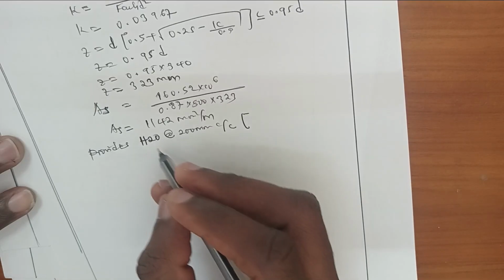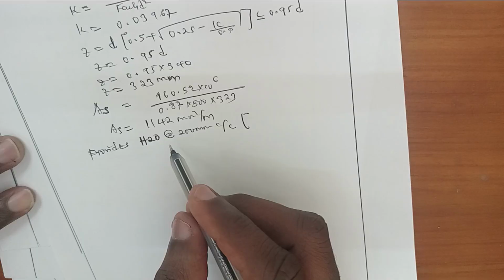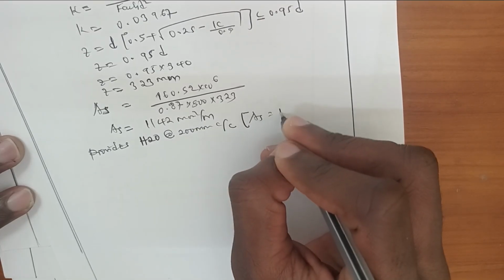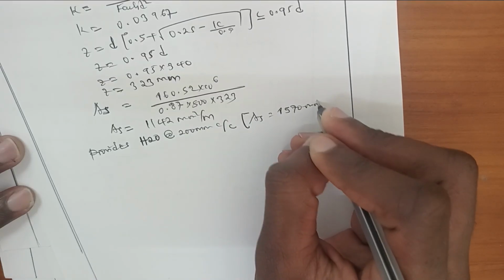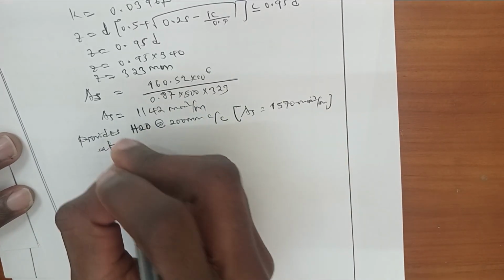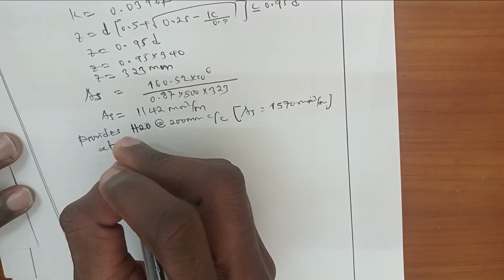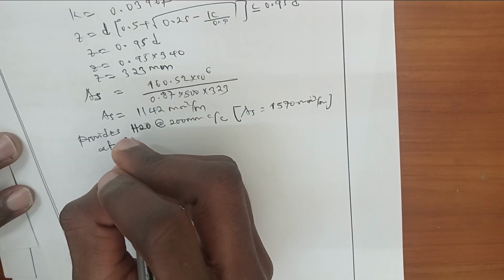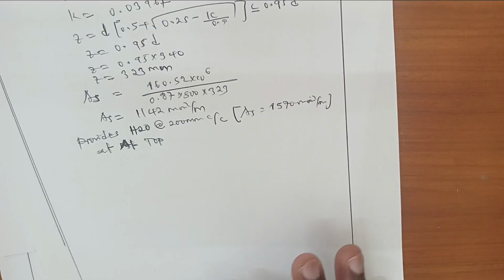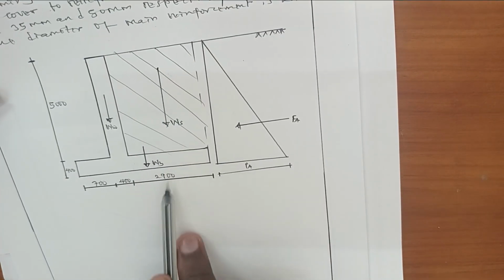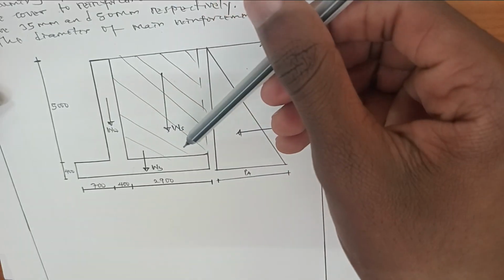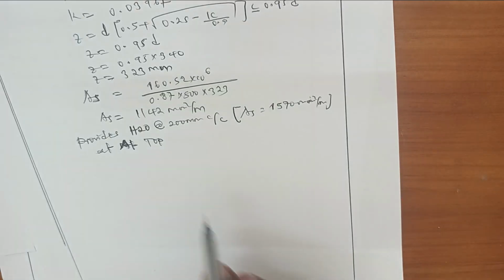200 millimeters center to center, which gives an area of 1570 millimeters square per meter. This is provided at the near face, at the top of the retaining wall. The heel slab carries the soil pressure which acts downward, so it provides tension at the top face.